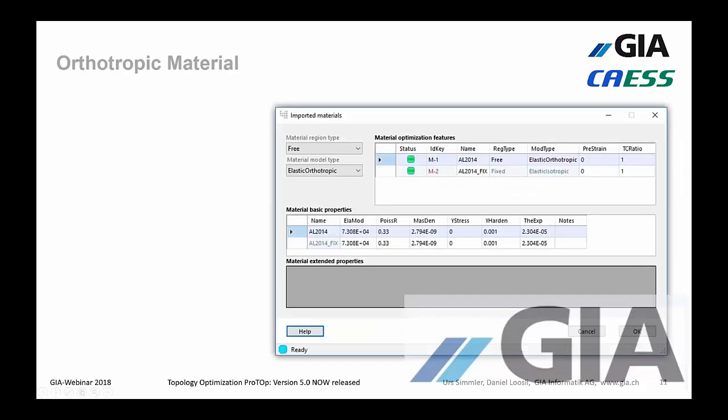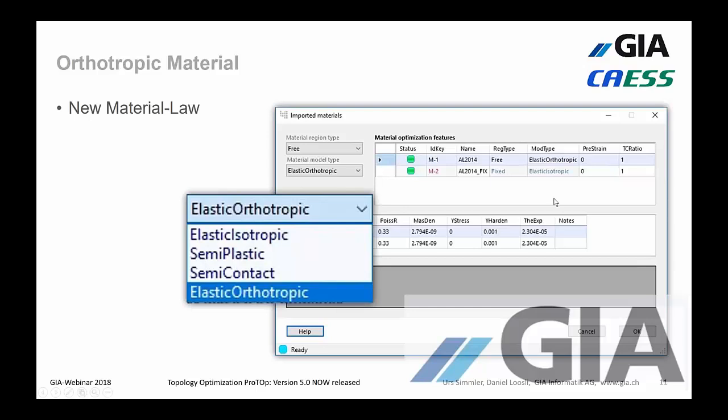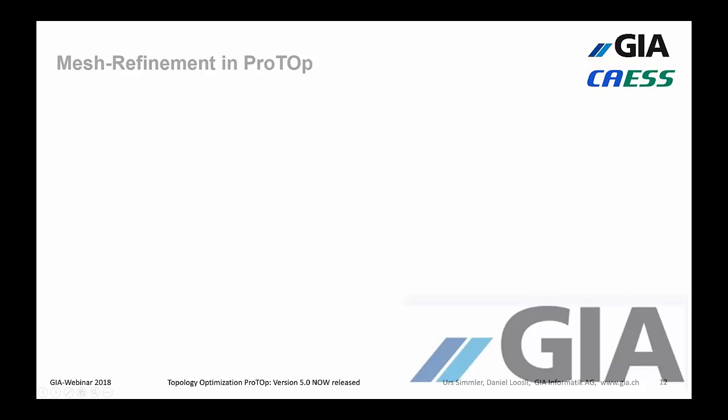And as a new material, we now have a new capability called elastic orthotropic material. By the way, we can deal with elastic material, semi-plastic material, or contact material. So we now have a new material type.